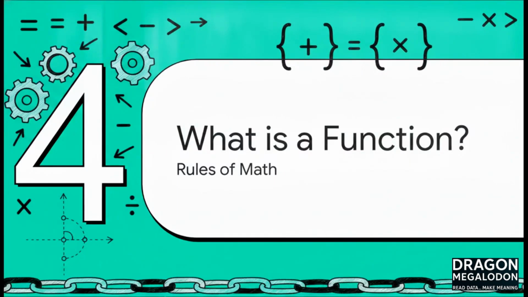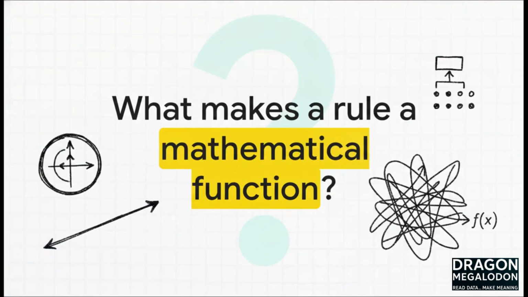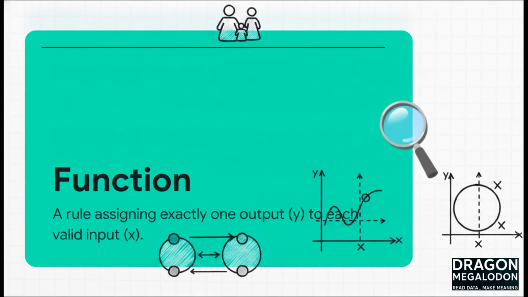Section 4. What exactly is a function? We are stepping up a level of abstraction here. We use equations all the time to draw shapes, but this brings up a fascinating question about what actually separates a basic relation from a true, formal mathematical function. Think of a function like the biological mother rule. Just as every person has exactly one biological mother, a true mathematical function never assigns more than one output to a single input. Visually, this means it has to pass the vertical line test.